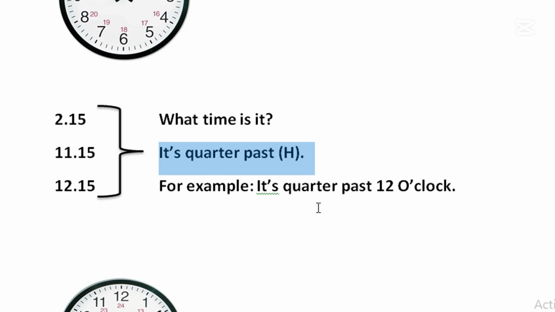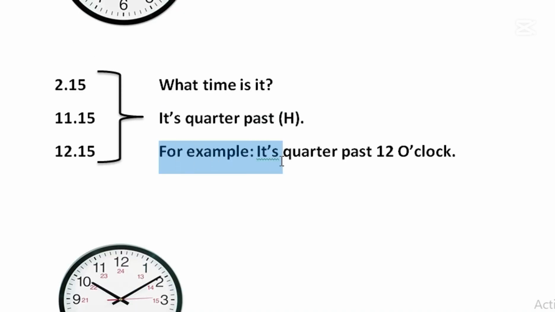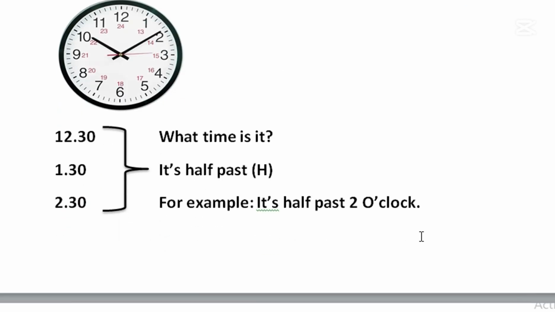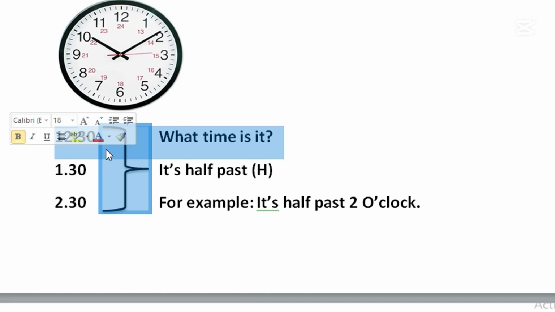Then in here, it's half of an hour. What time is it? It's half past hour. For example, we can say it's half past 2 o'clock, 3 o'clock, 12 o'clock, 1 o'clock.